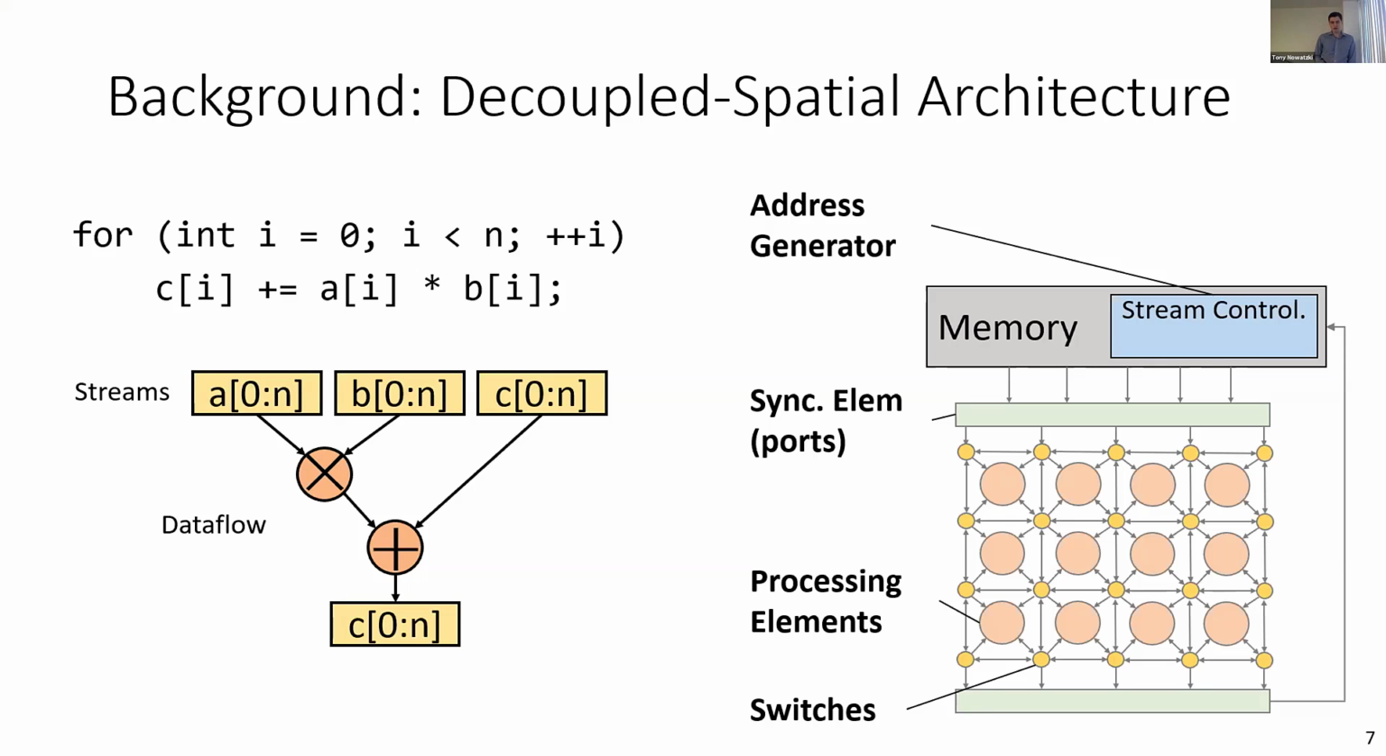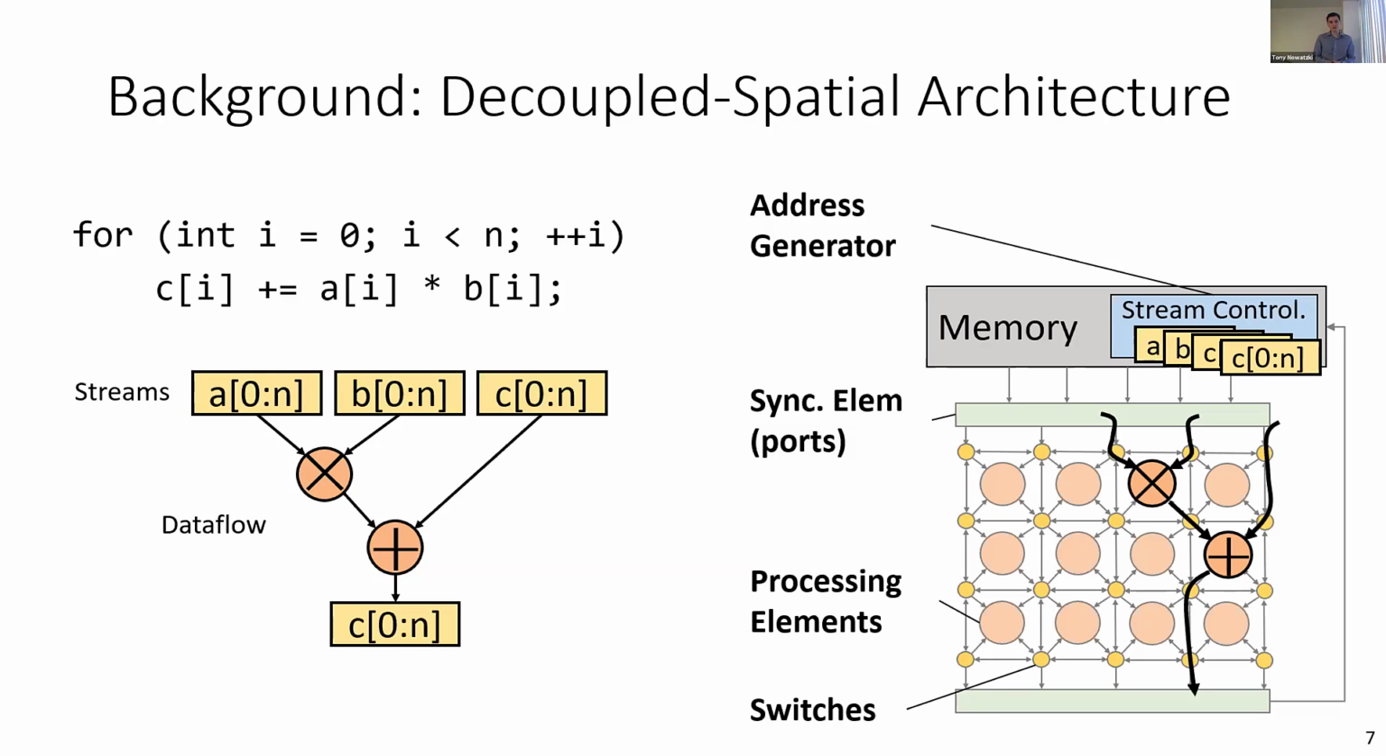Okay, and so how would we map computation onto this? Well, we would just map the instructions to processing elements and the communication to the switches, and then streams will be mapped onto the stream controller. The model of computation here is that the stream controller is going to be fetching data, piping data into the ports, the synchronization elements, and then as soon as we have enough data to do some computation, that will fire one instance of the computation.